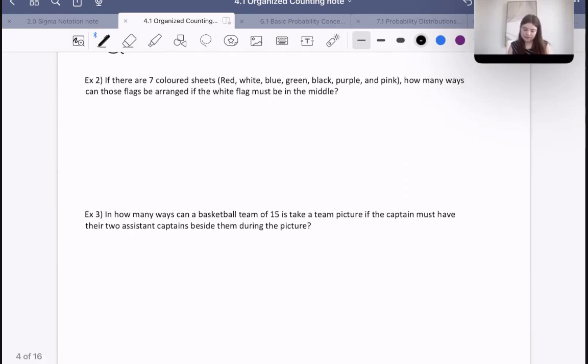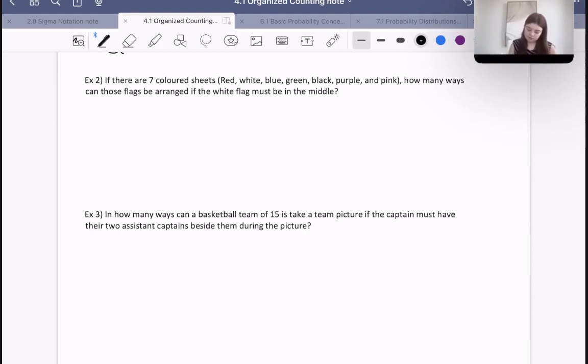It says, if there are 7 colored sheets, red, white, blue, green, black, purple, and pink, how many ways can those flags be arranged if the white flag must be in the middle? Okay, so this is a good question. Some of you might already know the answer, and if you do, fantastic. But I'm going to go through this slowly in case you're not really sure how we would do it here.